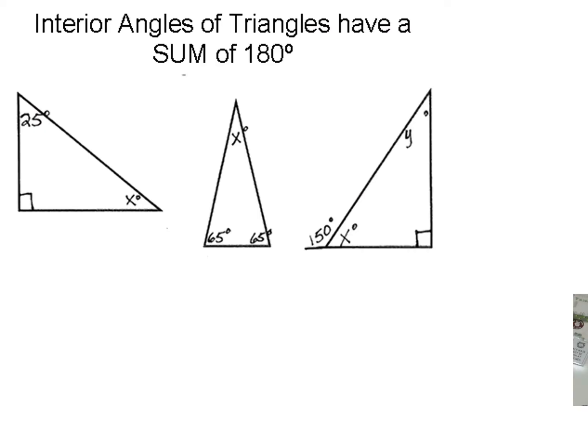Okay, so let's try a few. Interior angles of triangles have a sum of 180 is the rule. So we first look and say, okay, yes, these are all interior, they're on the inside. And so I've got 25, and how much is that? 90, so 180 minus 25 minus 90. It's going to leave you with 65. Yay! So angle x will be 65. So that's how they're going to go.